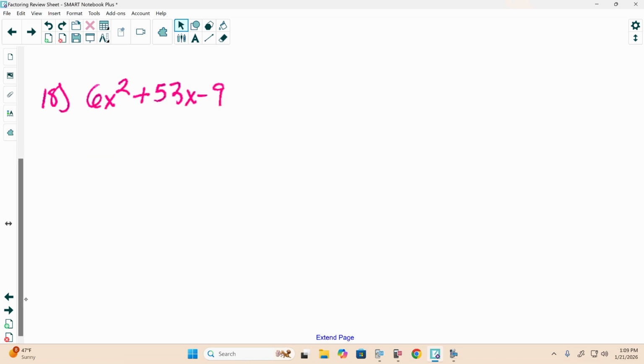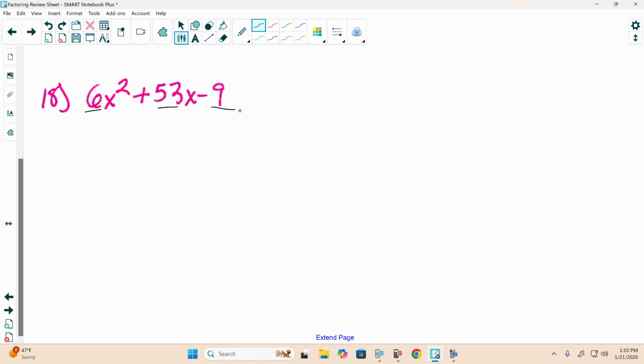6x squared plus 53x minus 9. Now we do have some bigger numbers, so I want to see if there's a greatest common factor amongst all three, because if there is, it's going to make it easier to factor. When looking at 6, 53, and 9, because there is no variable across all three, I'm trying to see what's going to be in common with all three of those, yes? Because we're trying to find a number that divides into all three.